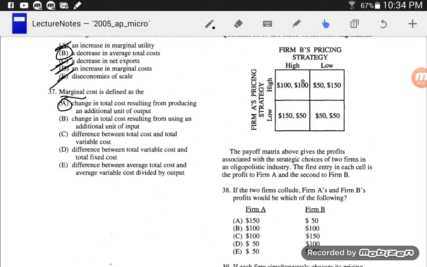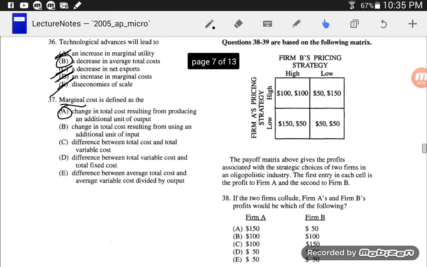If the two firms collude, firm A's and firm B's profits would be what? Well, if they're going to collude, they're going to both do the high pricing strategy, and they're going to make $100 each. If they agree to work together, the profits would be $100 each.